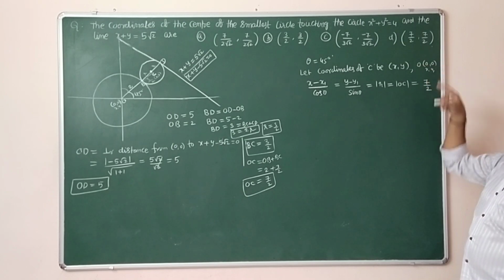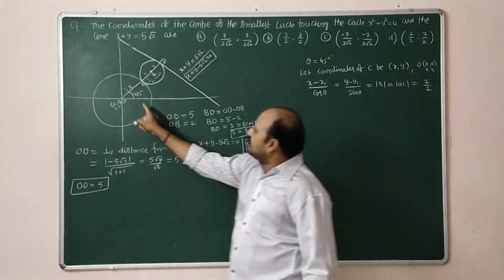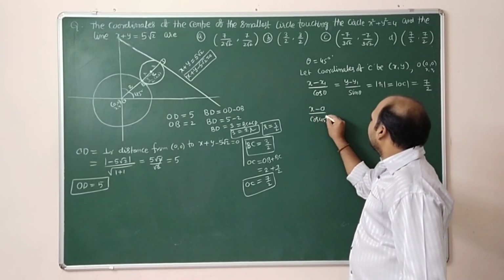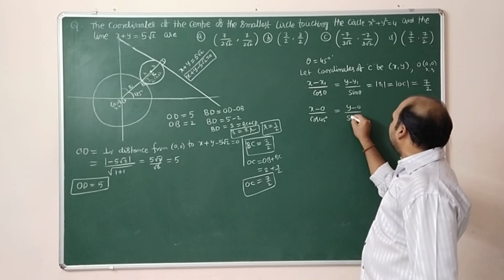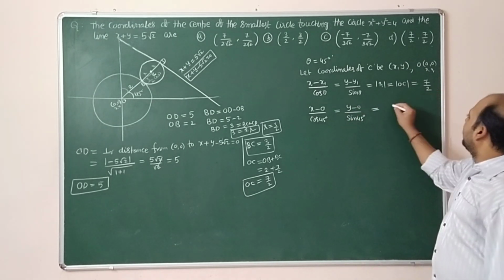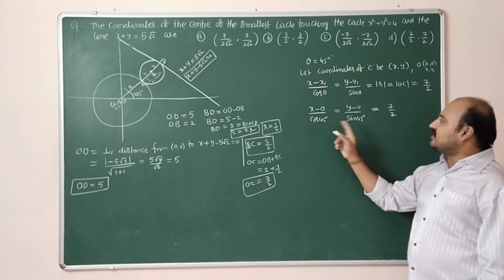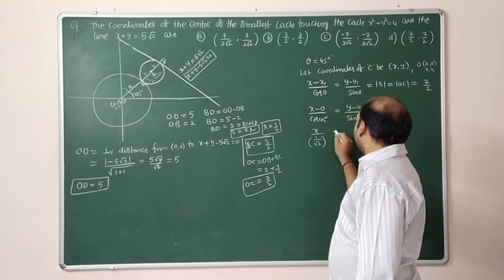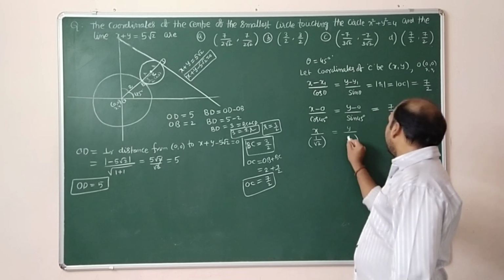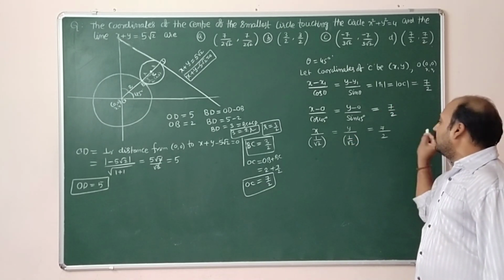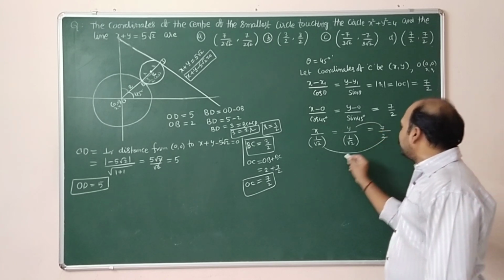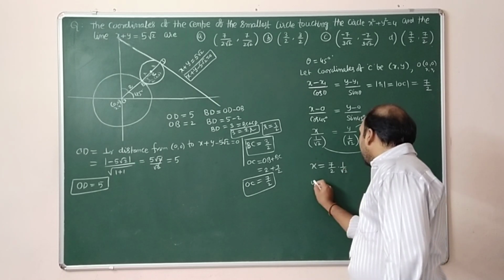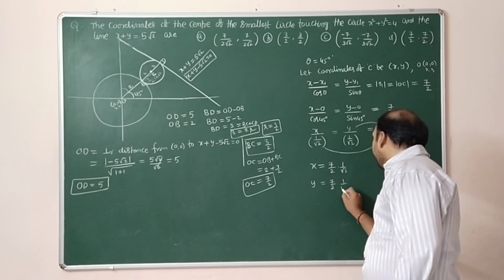x1, y1 values are 0, 0. Substitute the theta value, which is 45 degrees. So x minus 0 divided by cos 45 equals y minus 0 divided by sin 45 is equal to 7 by 2. Cos 45 and sin 45 are 1 by root 2. So x by 1 by root 2 is equal to y by 1 by root 2 is equal to 7 by 2. Equating these, x is equal to 7 by 2 into 1 by root 2. Similarly, y is equal to 7 by 2 into 1 by root 2.